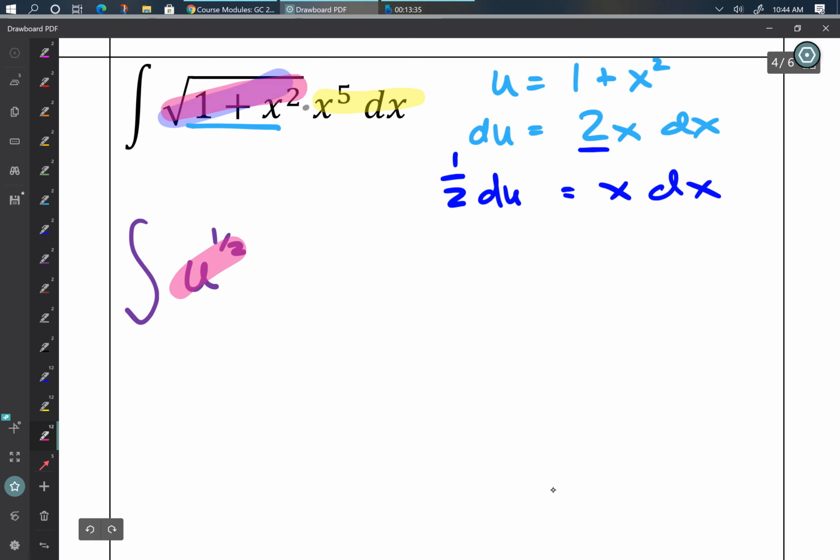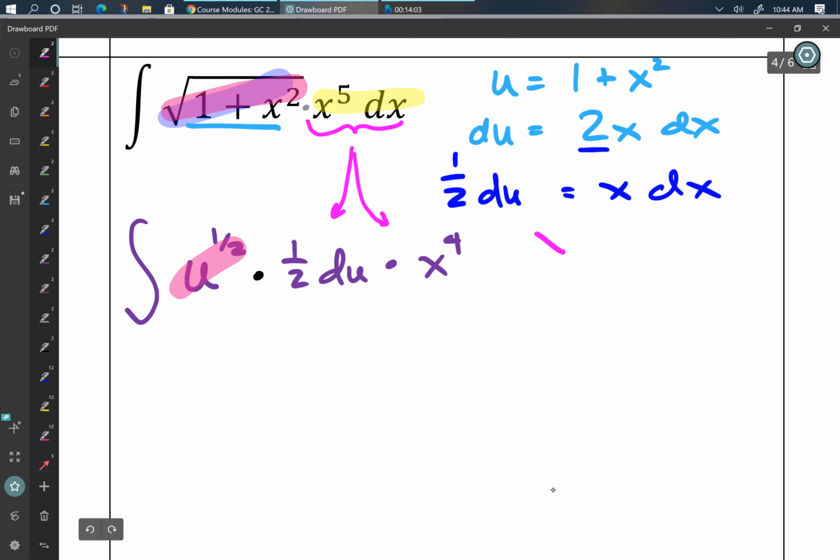And then multiplied by, and here's where things are going to get ugly and people aren't going to like this, 1/2 du times x to the 4th. How on earth did this lovely x to the 5th dx become all of that mess?